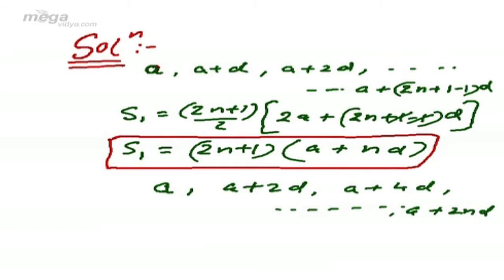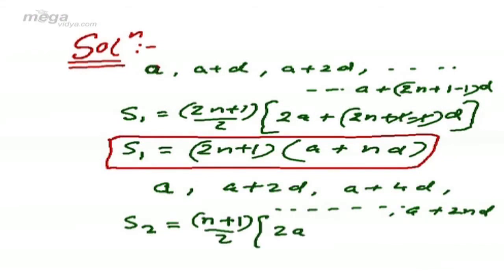From here to here, the sum is given as S1. It means the total number of terms is 2n plus 1, but the odd terms will be n plus 1, because the sequence starts from a. Because of this, the sum of odd terms is n plus 1 by 2.